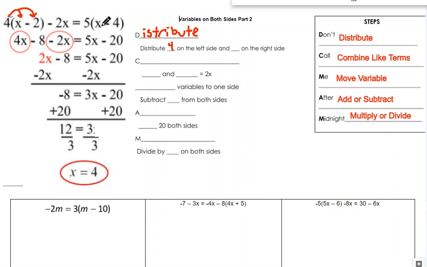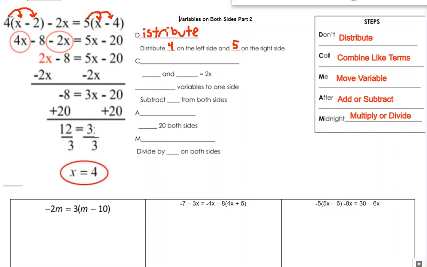And on the right, there's also parentheses we can distribute. We can take this 5 and multiply it by this stuff, right? So we distributed the 5 on the right side. 5 times x gives you 5x, 5 times -4 gives you -20. All right, that is our first step. We always distribute. When we have parentheses, we have to get rid of them. So we distribute to get rid of them.